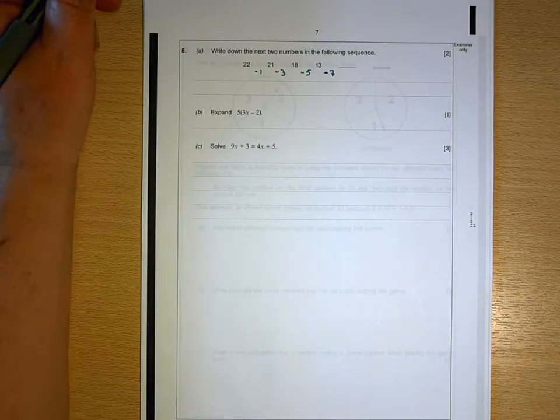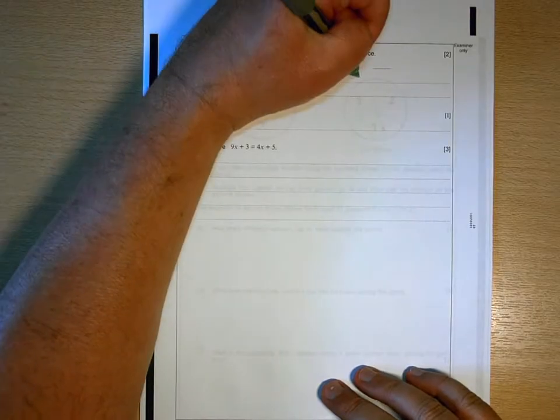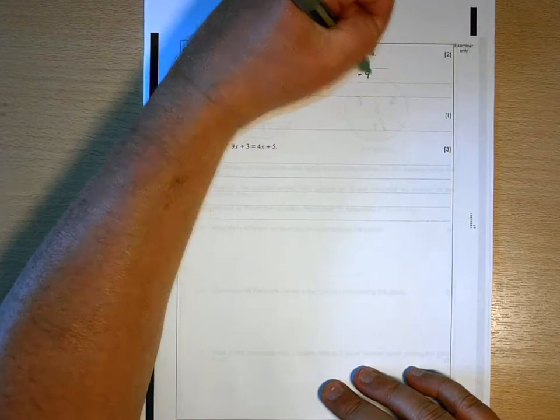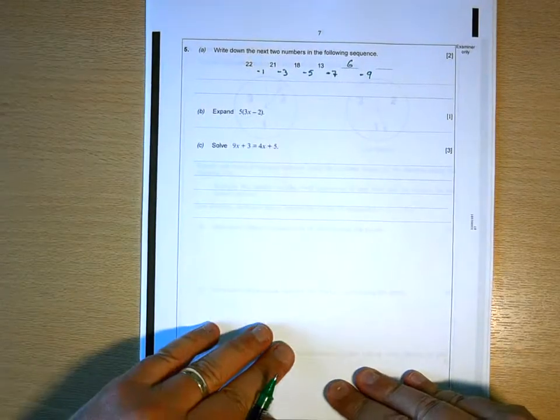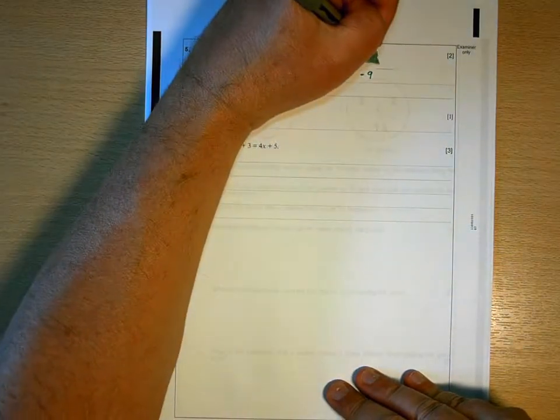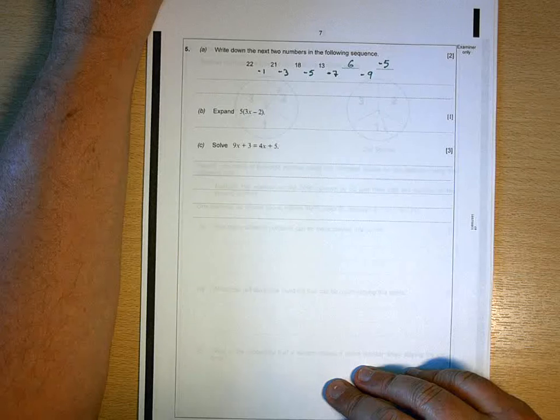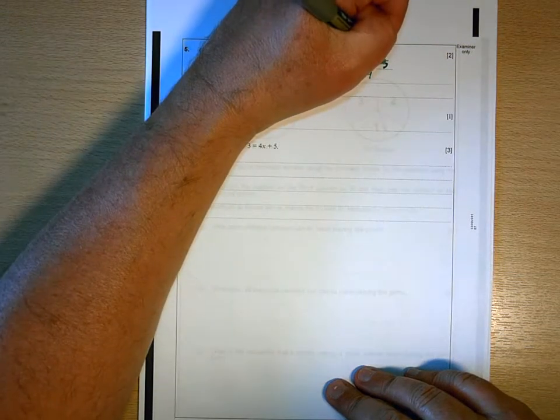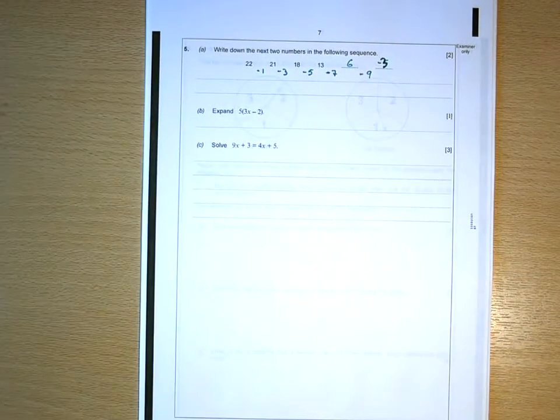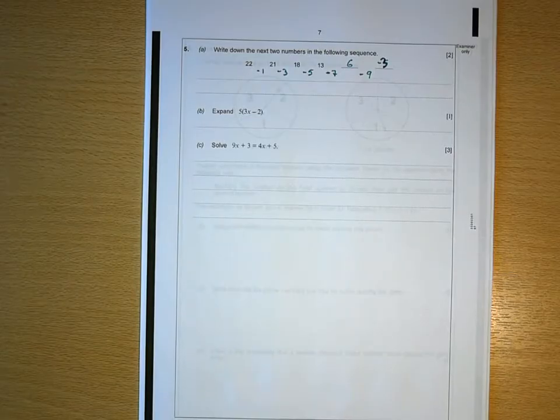So 13 take away 7 is 6, and then we're going to take 9 off, and 6 take away 9 is negative 3, sorry. Negative 3.